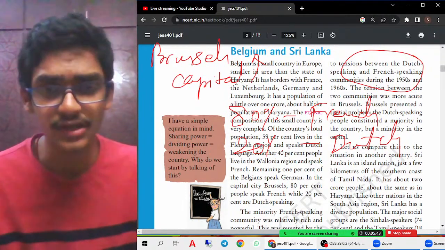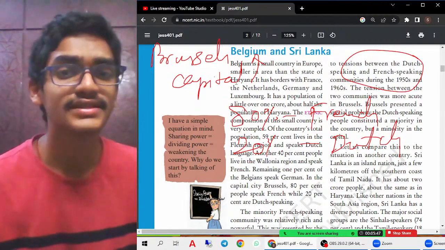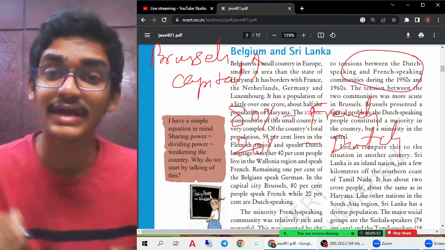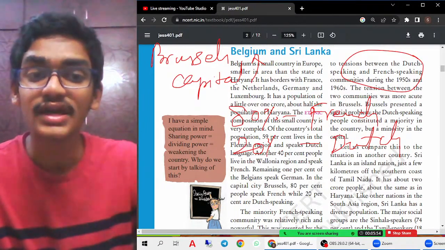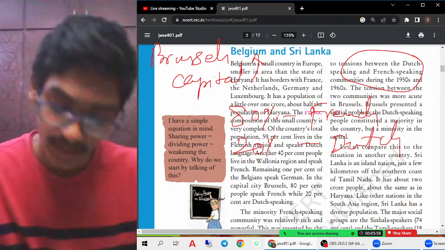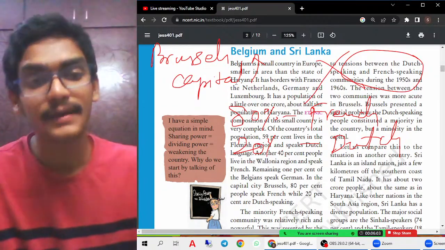For example, in our country India also, New Delhi is a very important capital, because all the important decisions, that is the Supreme Court is there, the cabinet meetings, all the important things actually happen in Delhi. So the capital city is very important. But if you see here, the capital city was more populated with the French people, and the Dutch people were in the minority. So this started to create many tensions in Belgium.